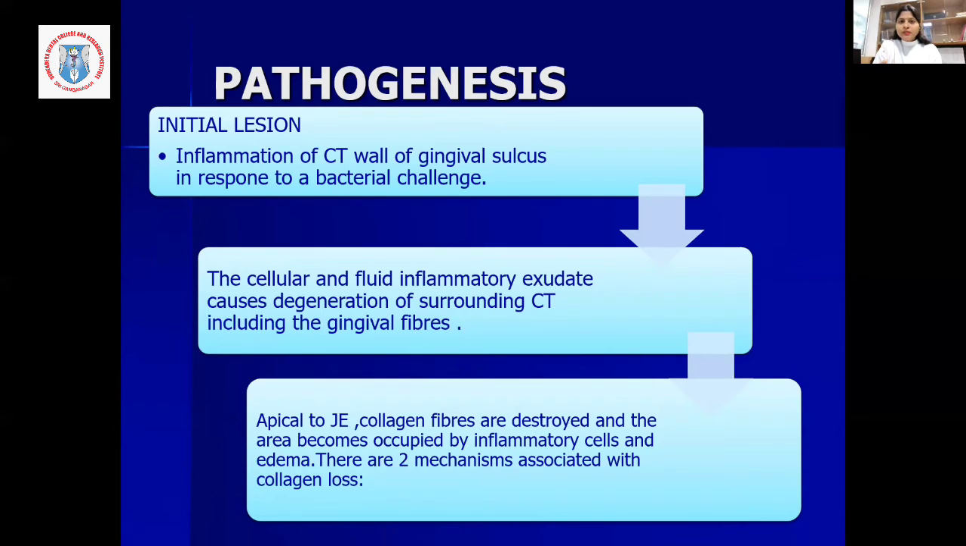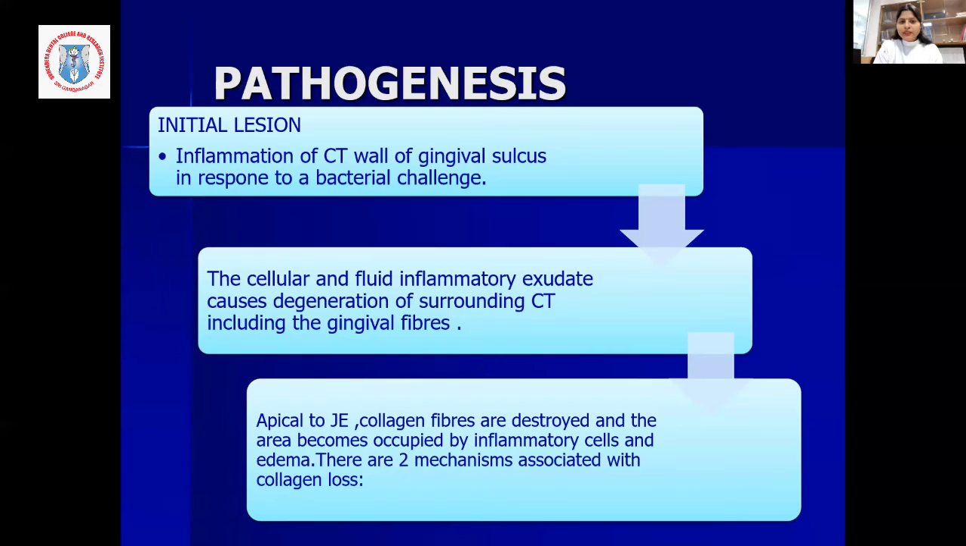Initially, first the inflammation of the connective tissue wall of the gingival sulcus occurs in response to the bacterial challenge. In the sulcus, you know that the bacteria are present, and in response to that, the connective tissue acts. Now, how does this connective tissue act? It contains the blood vessels, and from that, the fluid moves out into the surrounding or perivascular tissues, and the perivascular tissues degrade. The cellular and fluid inflammatory exudate causes the degeneration of the surrounding connective tissue, including the gingival fibers.